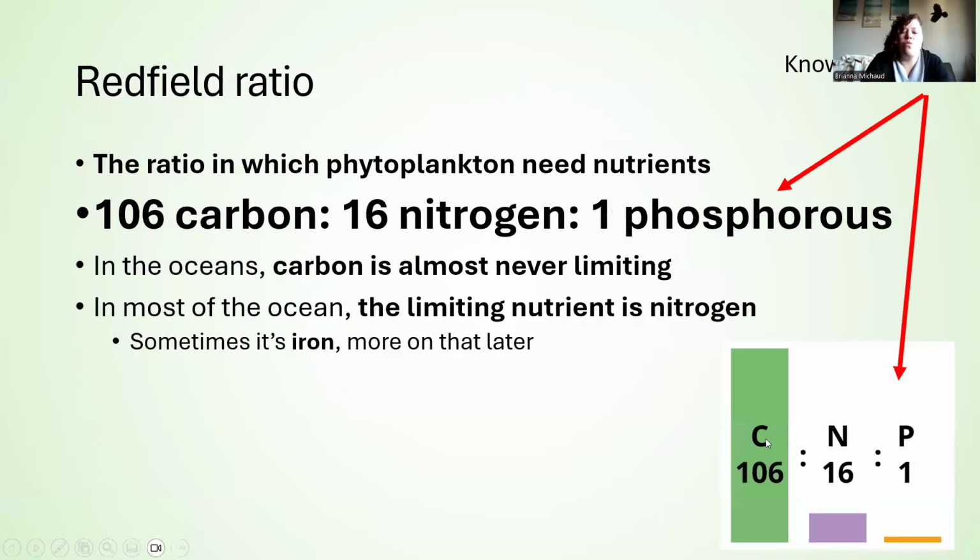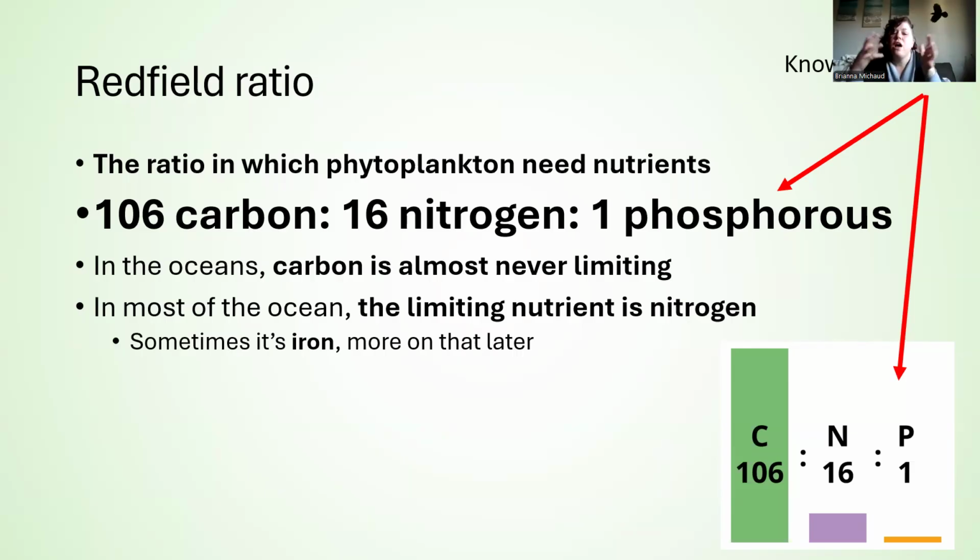So we have something called the Redfield ratio. This is a ratio of these three kind of macronutrients that phytoplankton need to live and thrive. It is 106 carbon to 16 nitrogen to 1 phosphorus. That's kind of the perfect ratio for phytoplankton to live with. So if one of those is at a lower amount than this ratio, that is probably going to be your limiting nutrient. Now, carbon is almost never limiting.